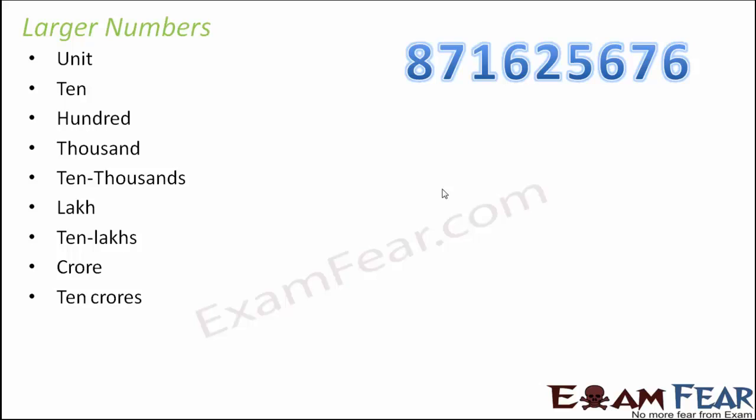So here you have a large number which is a 9-digit number. Here, which digit is at the units place? The units place is often also known as the ones place. So 6 is at the units place, 7 at the tens place, 6 at the hundreds place, then thousands place, 10,000s place. This is at lakh, this is at 10 lakh, this is at crore, and so on.